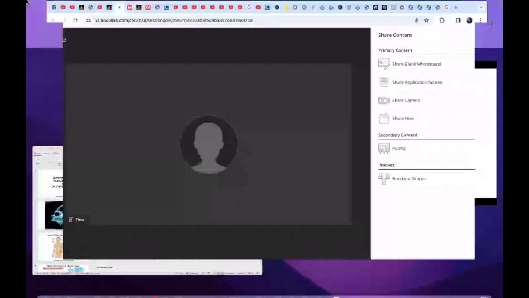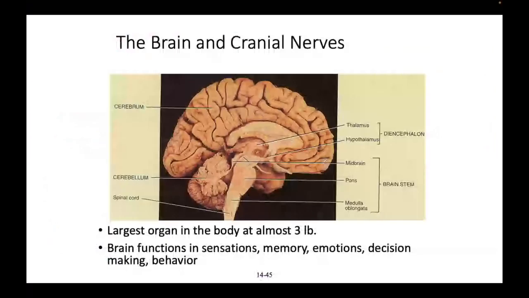Hi, class. What we're going to be looking at now is going to be the brain. So we're going to look at the brain. We'll look at different parts of the brain and go through what some of their primary functions are. And we'll talk about some cranial nerves as well.